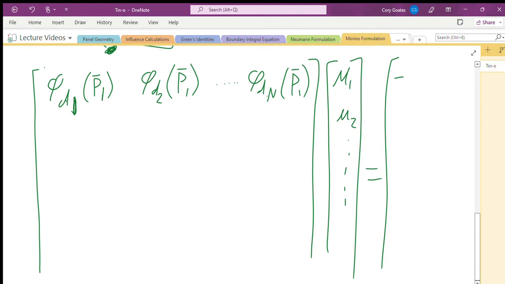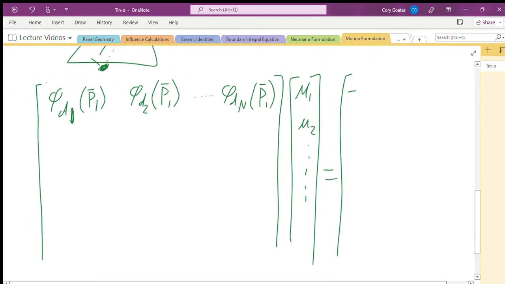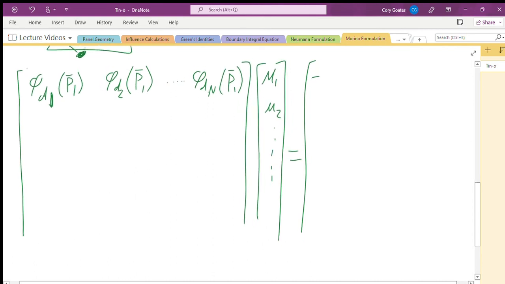And I'm going to run out of room here. Zoom out a little bit. There we go.